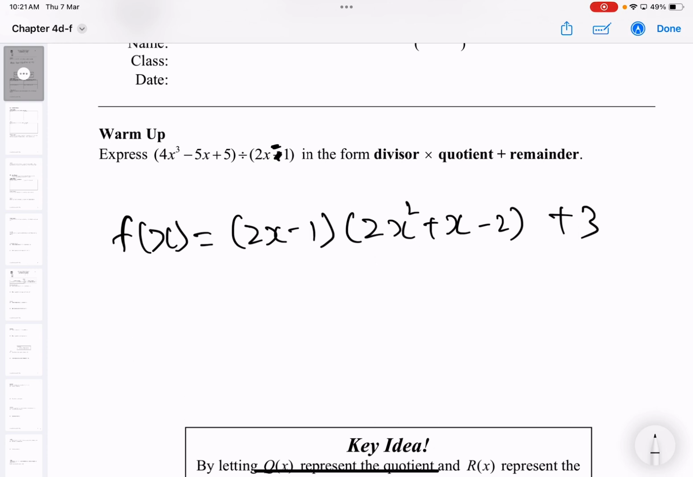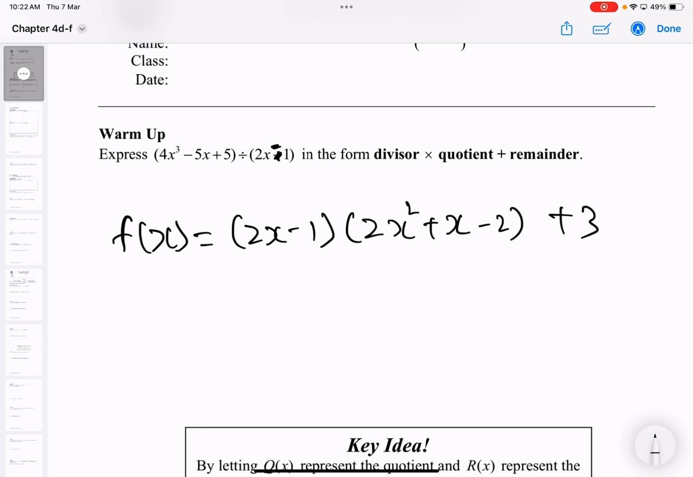Now, the key idea that they want you to see here is, is there a way that we can find out the value of the remainder without doing long division? Take a look at this. Which one is the remainder? 3, right? Is there a way that we can get rid of this whole thing, so that only 3 remains? Is there a way?